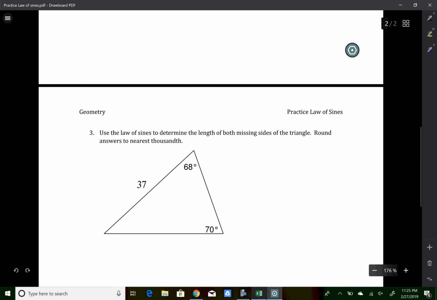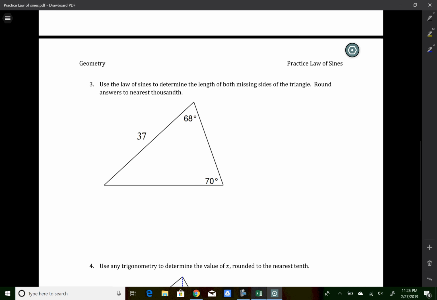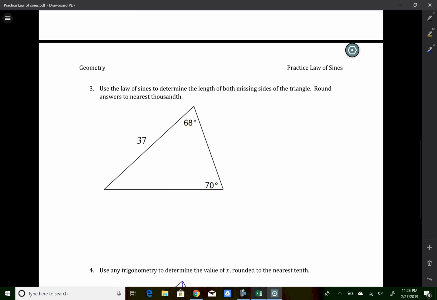All right, moving right along. Question 3 says use the law of sines to determine the length of both sides of the missing triangle. So I'm going to label one of them x and one of them y. If I want to find both sides of the missing triangle, I definitely need to know all three angles. So if I do 180 minus 70 minus 68, I'm left with 42.